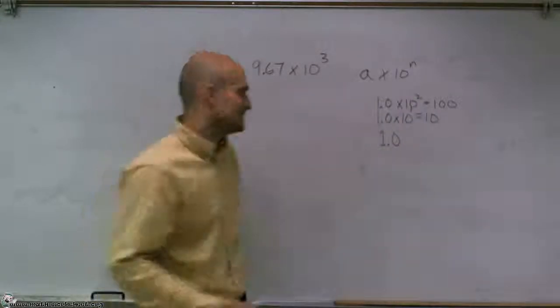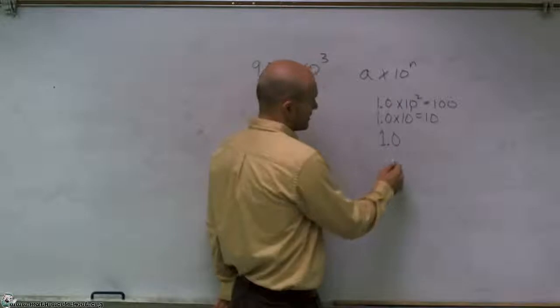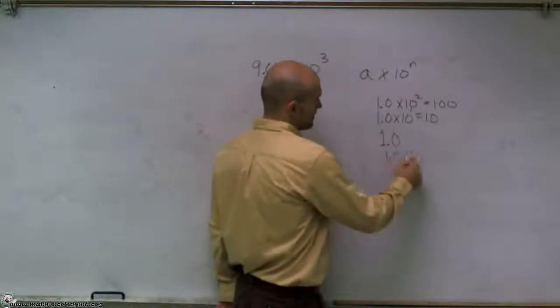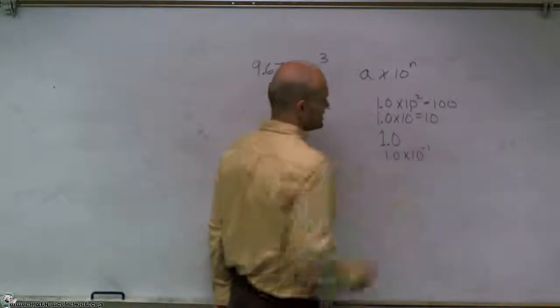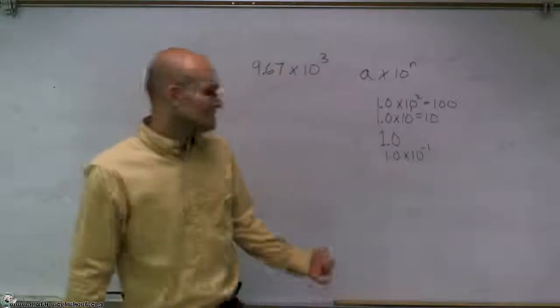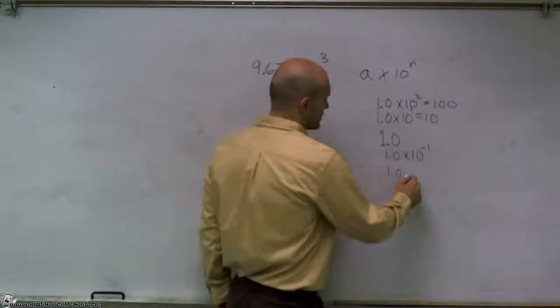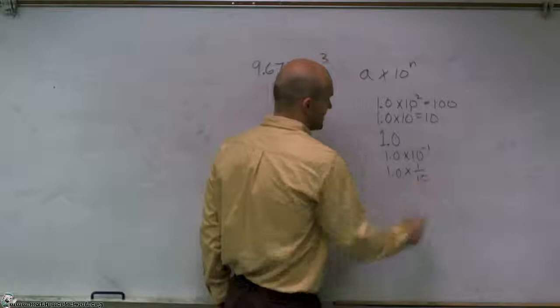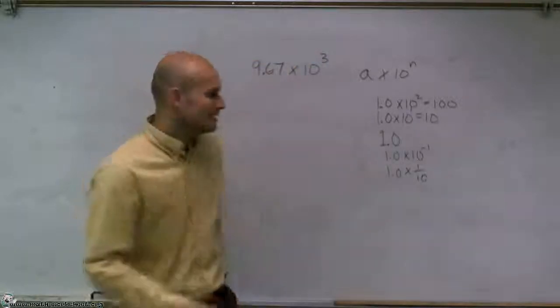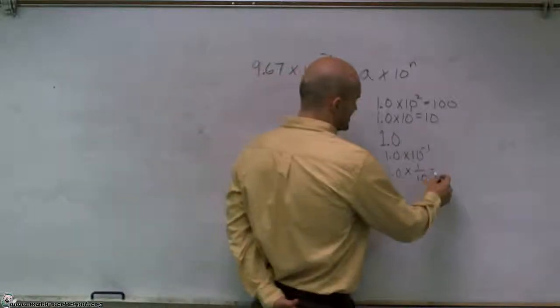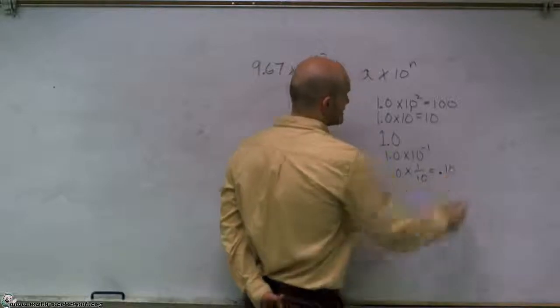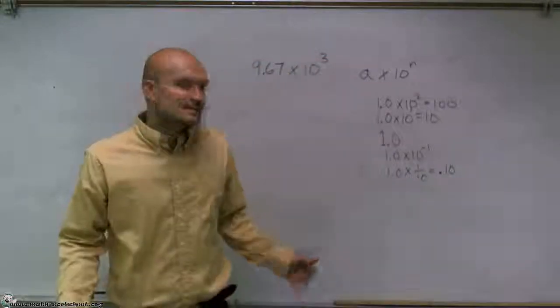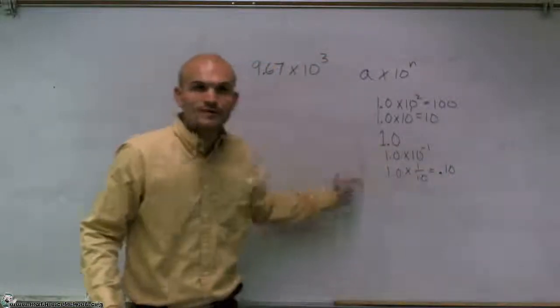Now let's take a look at the exponent as negative. So if I have 1.0 times 10 to the negative first power, well, that's the same thing as taking 1.0 and multiplying it by 1 over 10, which would be like dividing by 10. And therefore, that's going to give me an answer of 0.10. And so that is like taking the decimal point and moving it to the left.